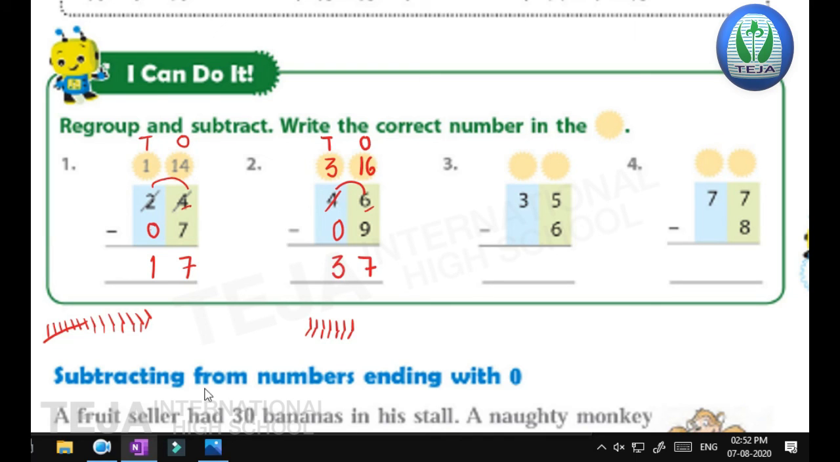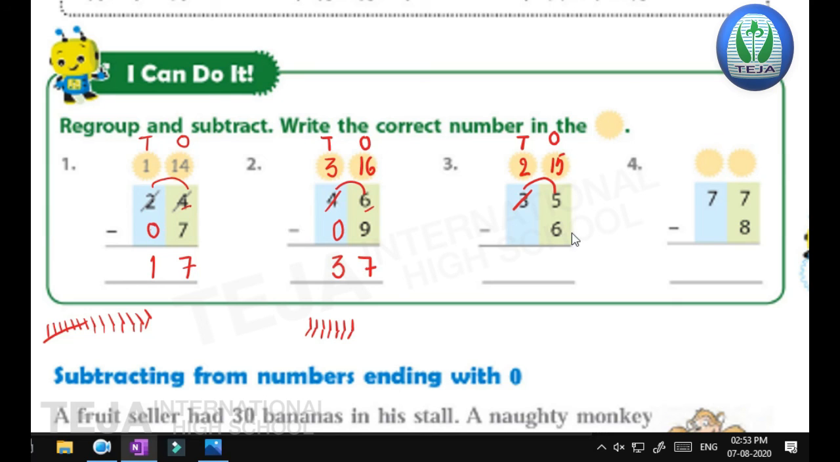Okay. Now look at the third one, children. Here 35 minus 6. So in ones place 5 and 6 are there, and in tens place 3 is there. Now 5 is the smaller number, 6 is the bigger number. We can't subtract it. So what do we have to do? You should regroup. Take 1 ten from 3, and 3 will become 2. Now when we are taking 1 ten here, 1 ten equal to 10 ones. So 10 plus 5 equal to 15.